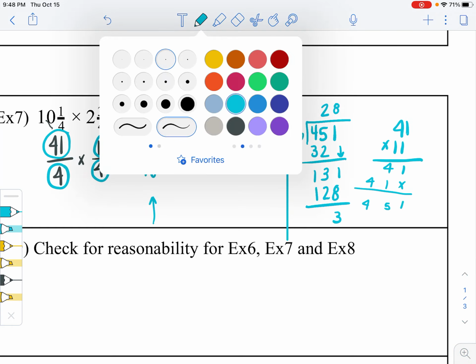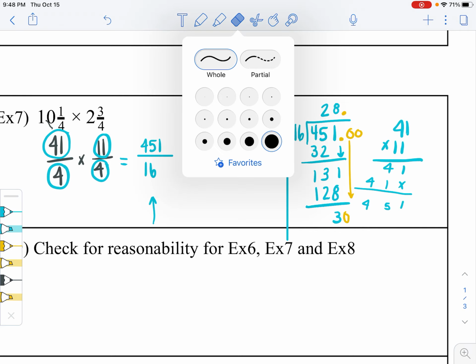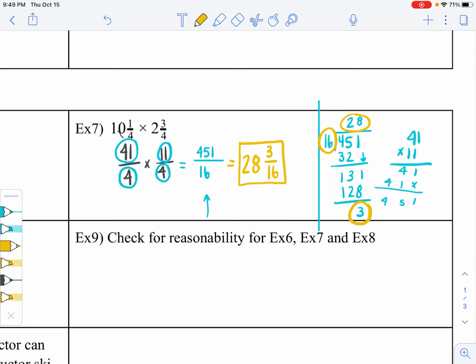So at this point in the last chapter, we were doing decimals. So we would add our decimal point, and bring down our 0, and then divide. But we actually don't need to do that in this case because we are using improper fractions. Or we are using mixed numbers. So what we're going to do is we have our whole right here. So we know that 16 goes into 451 28 times. Here is our remainder, 3. And the 16 is the amount of parts. So there's our final answer.